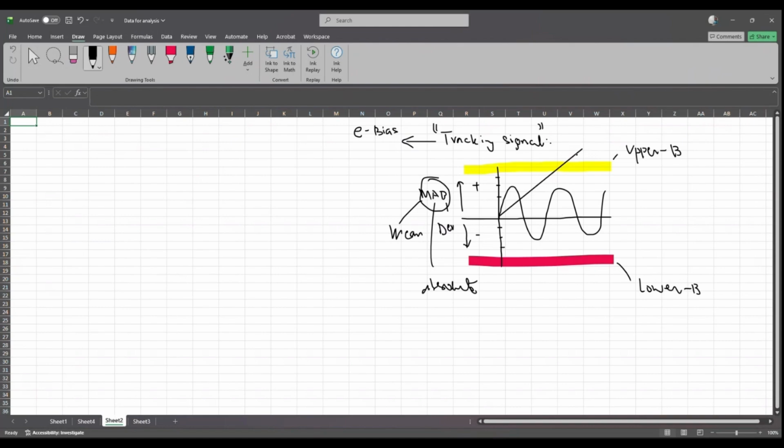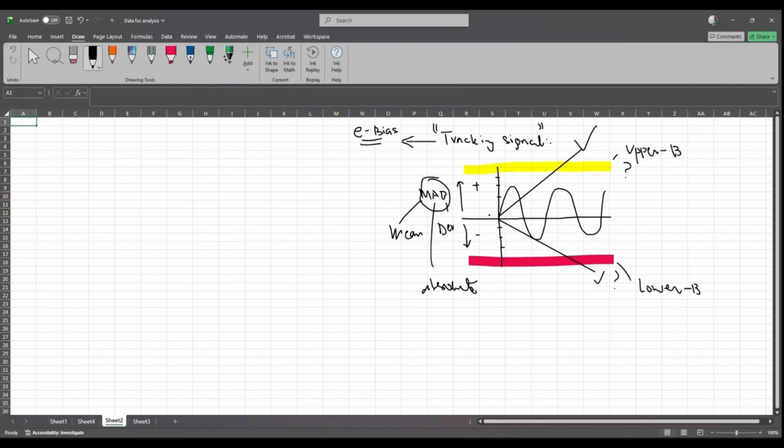But if it crosses that particular upper bound, or if a forecast model is consistently giving a negative error, or we are doing overestimation time and again, it will touch the lower bound and cross it. Such cases exhibit what we call error bias. That is the whole concept of tracking signal. But now the question is, how much should we take these upper and lower bounds?